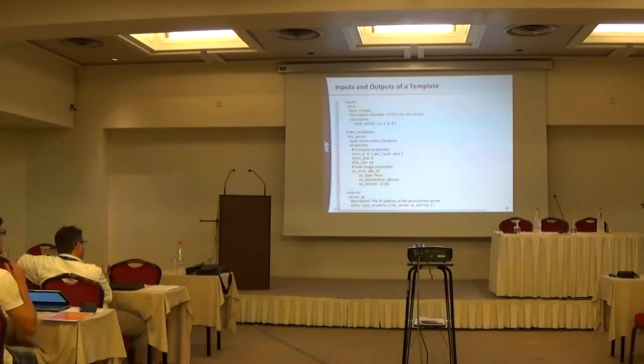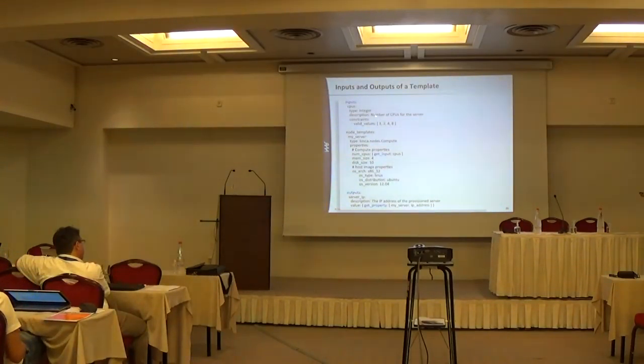And here is another TOSCA extension. You have a so-called intrinsic function. The intrinsic function allows you to copy values out of the input section of a template, the number of CPUs that you specify when you throw this template to the orchestration engine, right? The orchestration engine gets this function, invokes it, and copies the actual value out of the CPUs parameter into here. And you have outputs, right? You have the server IP as output, and the value of the output is a property of the my server instance, the IP address attribute that I did not specify. Right, so you have intrinsic functions that come with TOSCA 2.0 in the simple profile.